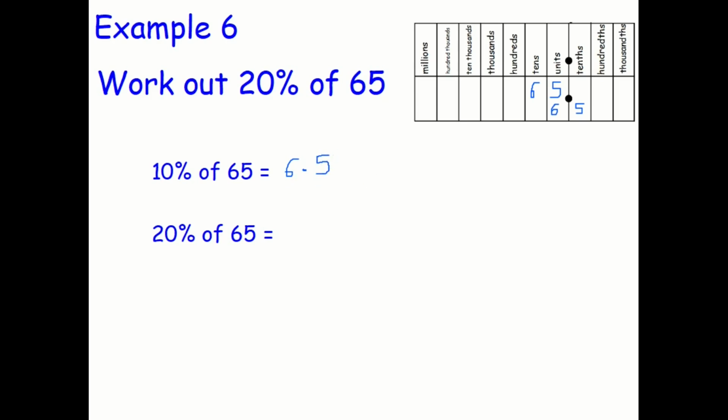And then to get to 20%, well, to get from 10 to 20, I just have to multiply by 2. So I'm probably just going to have to do that to this as well. Multiply by 2. And if I do that, I get the answer 13, or 13.0.